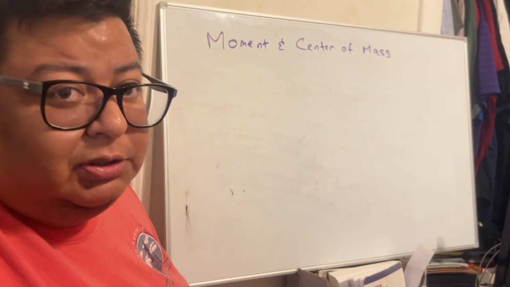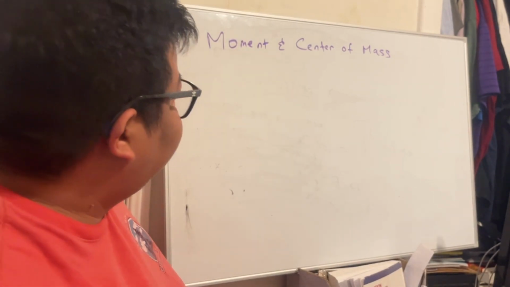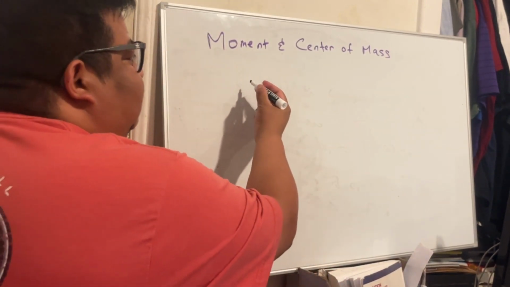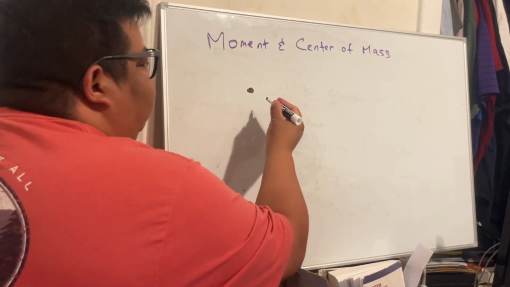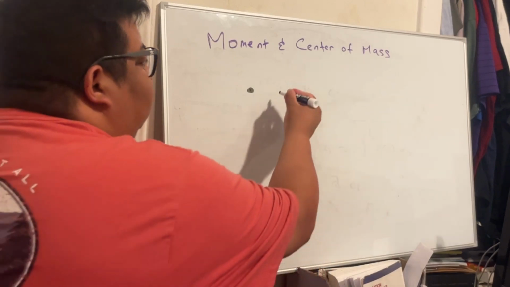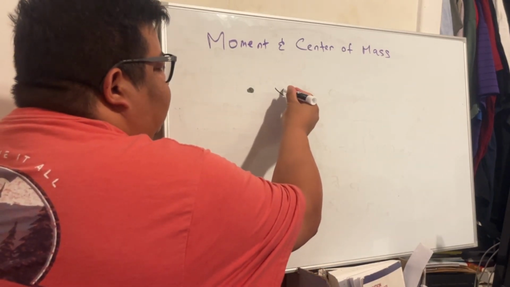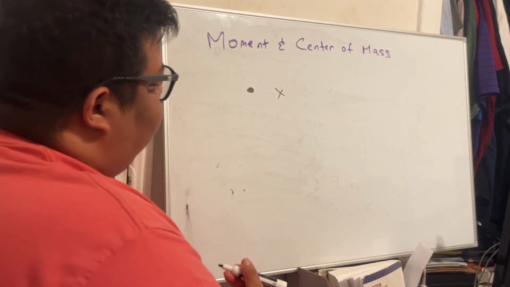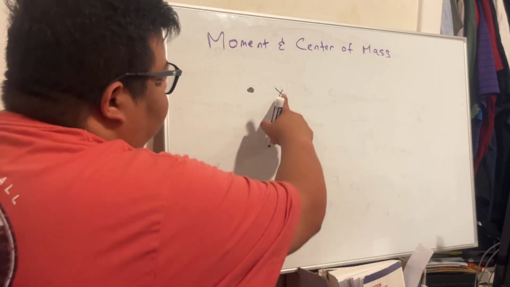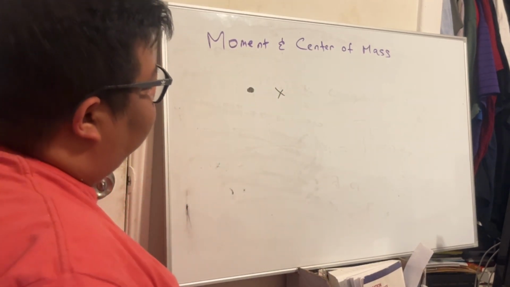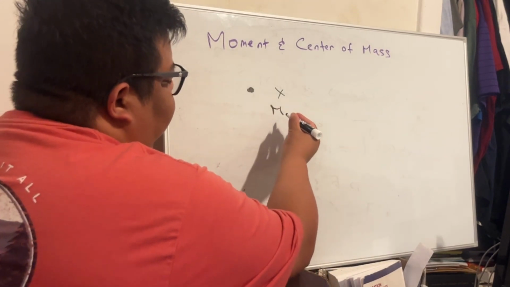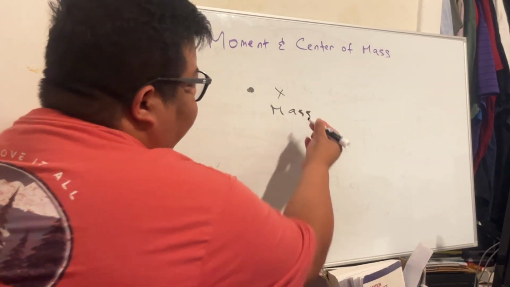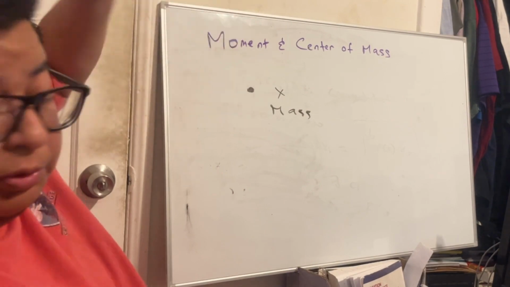In this video, I'm going to teach you how to find the moment and center of mass of an object modeled by a single point. Let's say that the mass is concentrated on a point. We call this point X. So the mass is concentrated on that point.